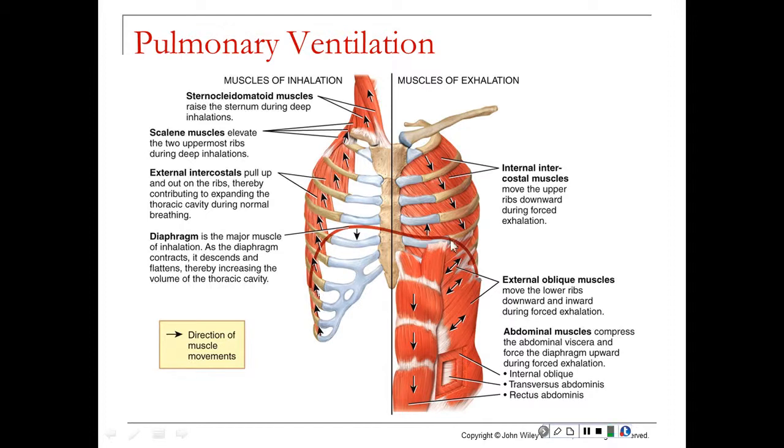Notice the asymmetry of the diaphragm. It kind of goes up higher on the right side than it does on the left, and that's again because that left lung has the cardiac notch taken out of it.